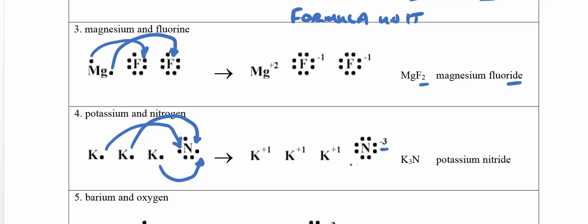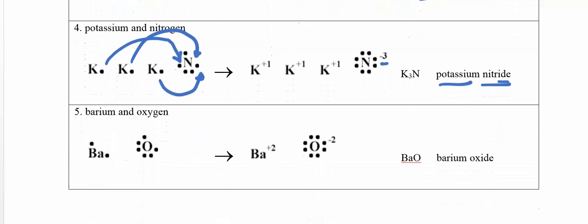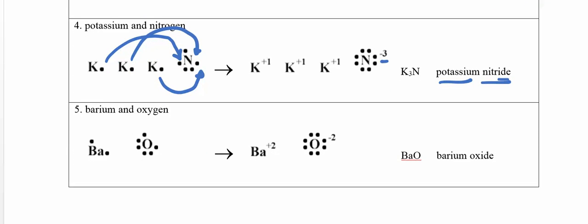Let's name it. We have 3 potassiums, so we're going to call it potassium and then nitrogen. Nitrogen becomes nitride. Remember the IDE ending. And then we've got, for the formula, K3, because there are 3 potassiums, N. K3N then would be the formula for this particular ionic compound.